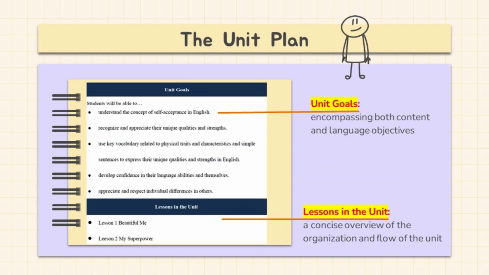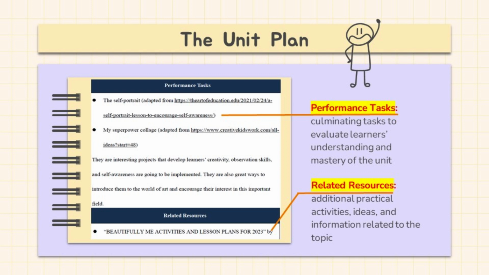The unit goals encompass both content and language objectives, outlining the knowledge, attitudes, or skills that learners should be able to demonstrate upon completing the unit. The sequence of lessons within each unit is presented, giving a concise overview of the organization and flow of the unit. Performance tasks are incorporated as culminating assessments to evaluate learners' understanding and mastery of the unit. To further support teaching and learning, related resources are provided, offering practical activities, ideas, and additional information related to the topic at hand. These elements work together to create a comprehensive unit structure.